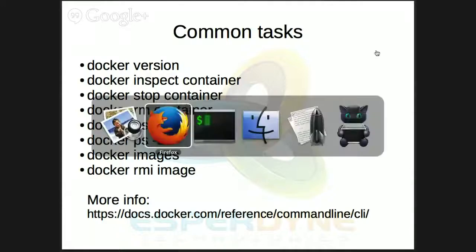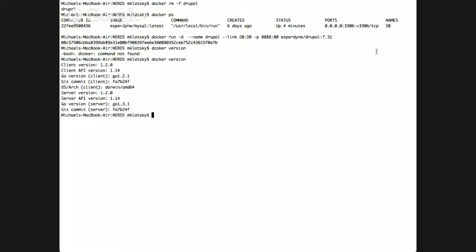There are common tasks that you run using Docker. Docker version just shows you the client version, shows you all the particulars about what you're running. It'll also come up and tell you if you're outdated. You always want to use the latest version of Docker. There are additional things that they're adding all the time.